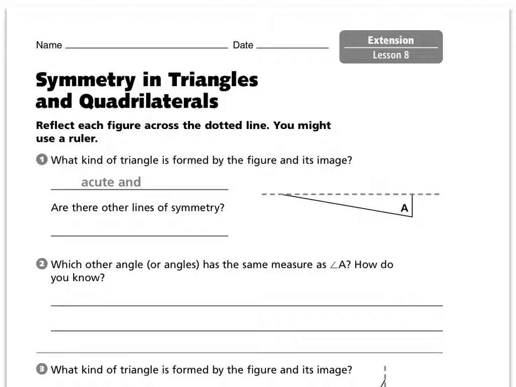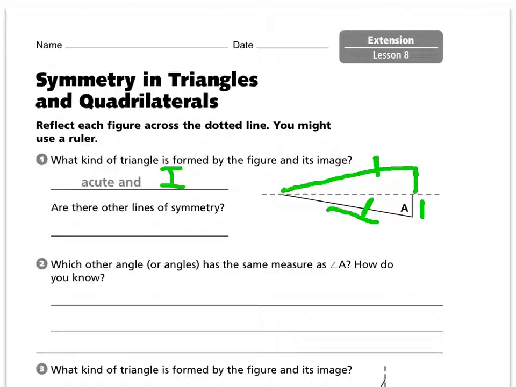You are going to want to measure the small line and the longer line in order to make an accurate triangle. You can use a ruler. Remember, a reflection is the exact shape just flipped over the line. So if I'm looking at this, I know what kind of triangle is formed by the figure and its image. It's an acute one because all of the angles are acute, and it's also an isosceles one because this line and this line are the exact same measurement.